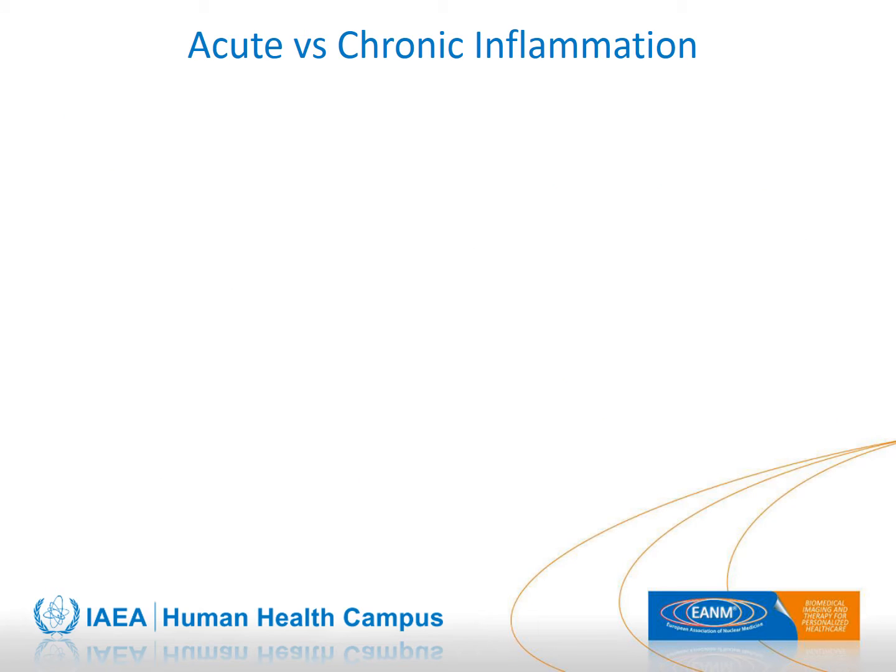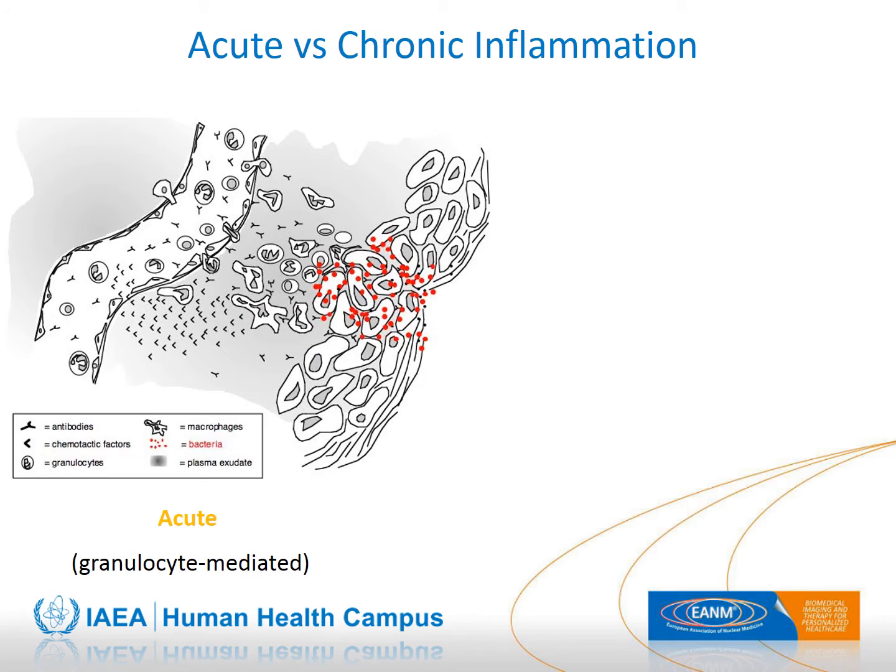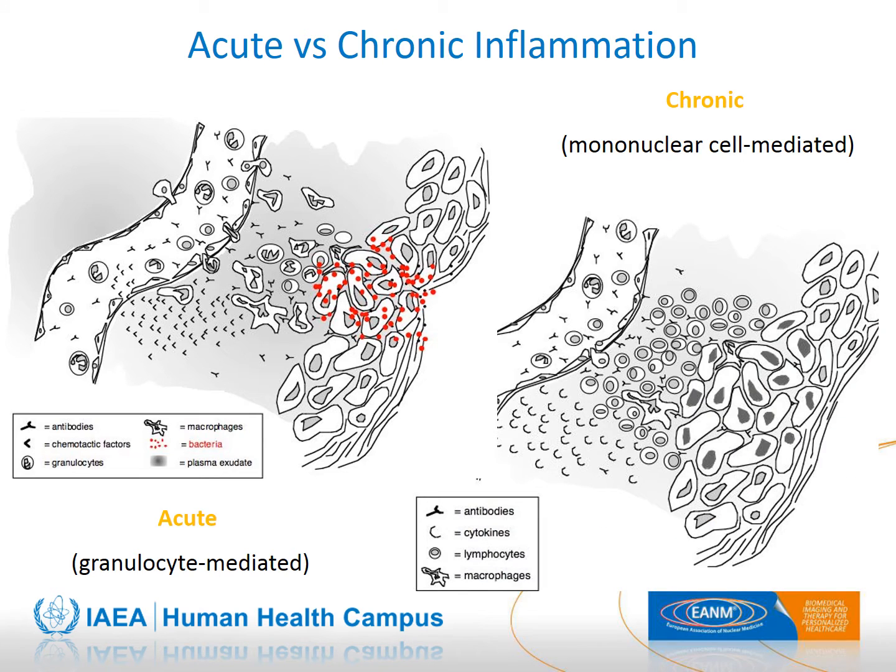I'd like to demonstrate the difference between acute and chronic inflammatory processes. The acute process is granulocyte or neutrophil mediated, while the chronic process relies more on the mononuclear cells such as the monocytes and the lymphocytes.